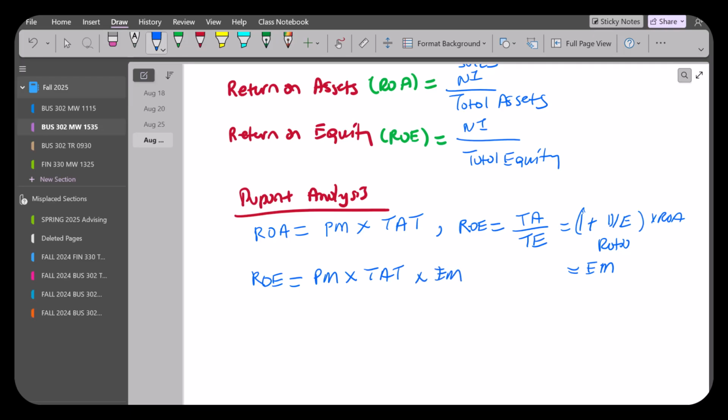It says, suppose the firm has very high return on equity. Equity is the book value of the firm. Is it high because you have high profit margin, or high TAT, which means you are efficient in using your resources, or EM, because you have high leverage?